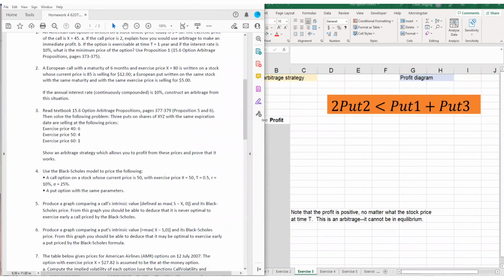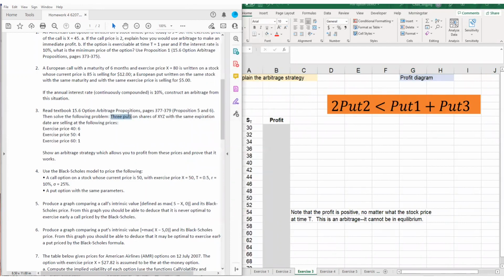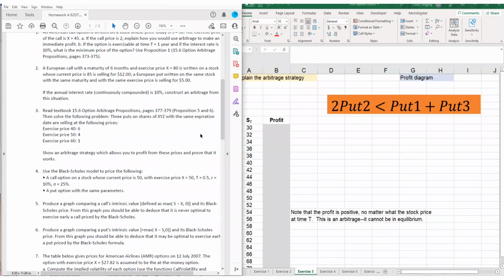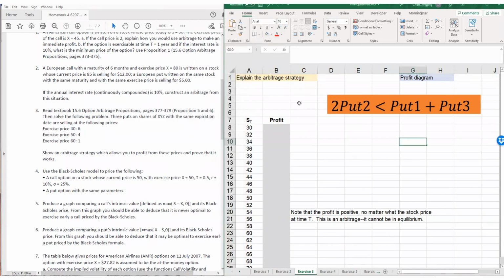Okay, so for the question, there will be 3 different puts on the same stock with the same expiration date. So 40, 50, and 60 mean their exercise prices. 6, 4, and 1 show the put price for buying this put contract. And let's see if the proposition is violated or not. So this is proposition 6.